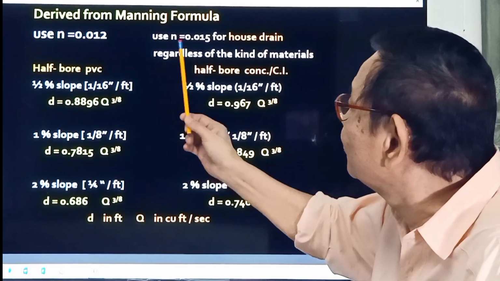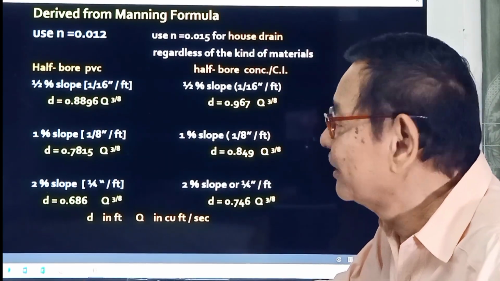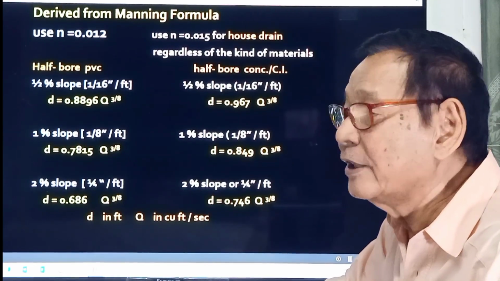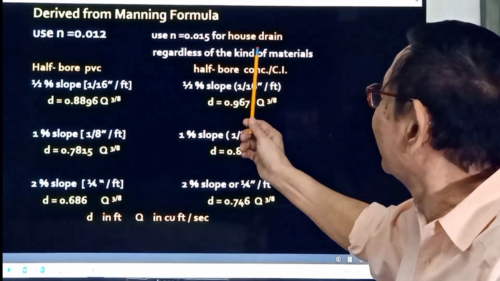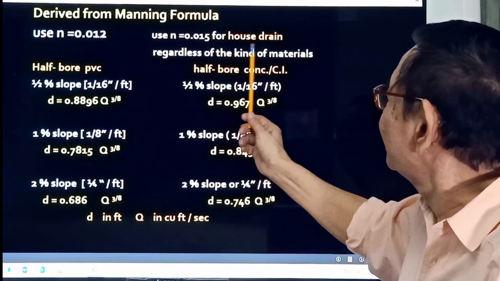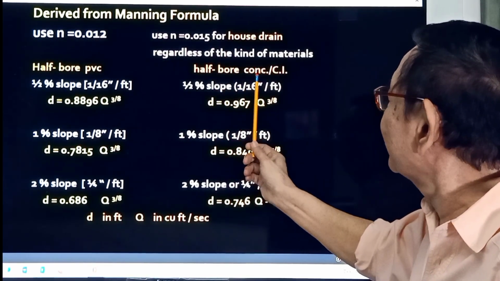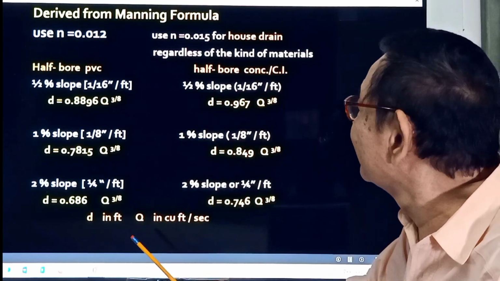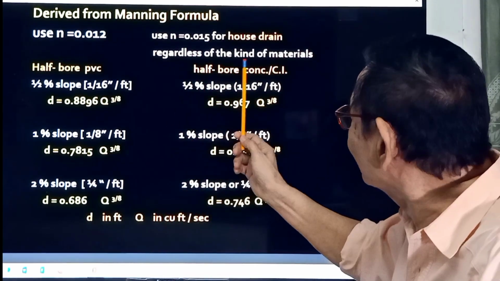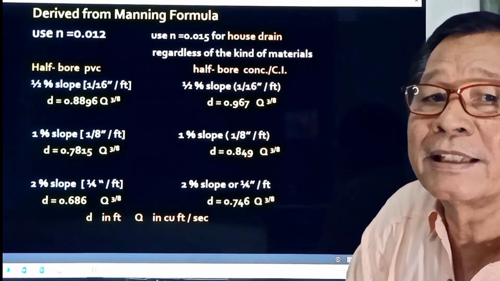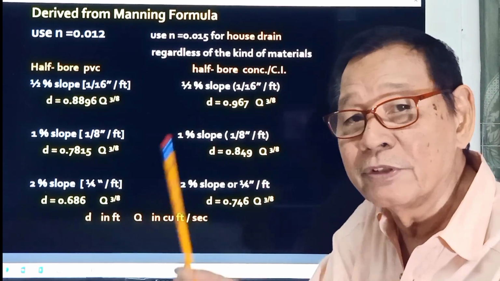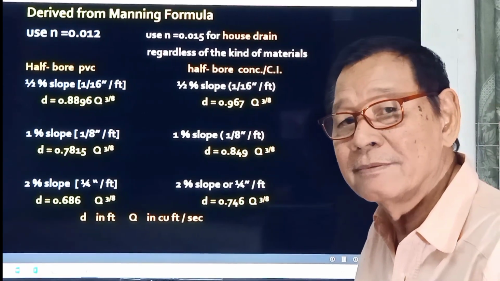I have a derived formula for Manning's by using PVC, n equals 0.012, and using CI pipe, concrete or CI, the n is 0.015 for house drain, regardless of the kind of materials. That is what Dr. Hunter said. Regardless of the material, use 0.015 for house drain.